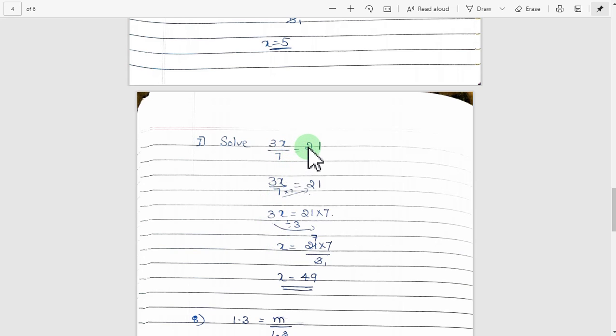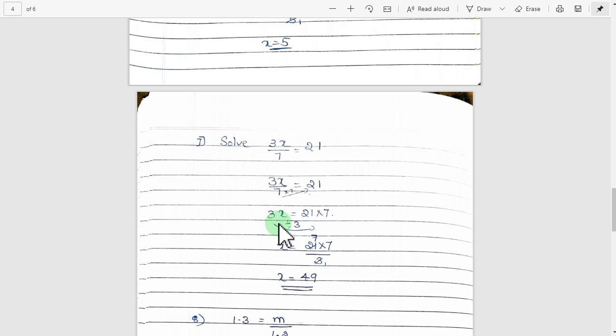3x/7 = 21. Now 7 is far from x, right? 3 is with the x and 7 is a little far from x. So 7 we have to take first. When you take 7 to the other side, division becomes multiplication: 21 into 7. Now don't multiply in this step, don't find the product, keep it as it is.